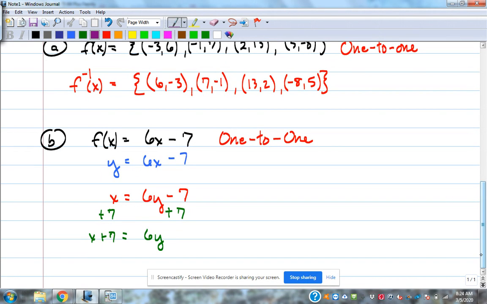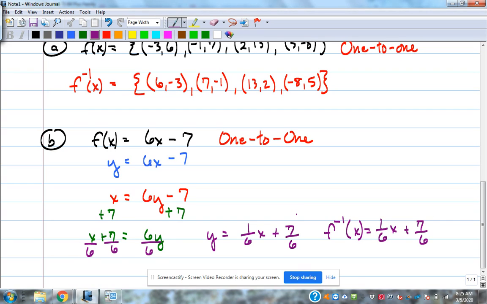And now what? Divide everybody by 6. And there we're going to get y equals 1/6 x plus 7 over 6. Let's write it in function notation. The original was f of x, so I'm going to write f inverse of x equals 1/6 x plus 7 over 6. And there's the inverse function. That seems too easy, right?